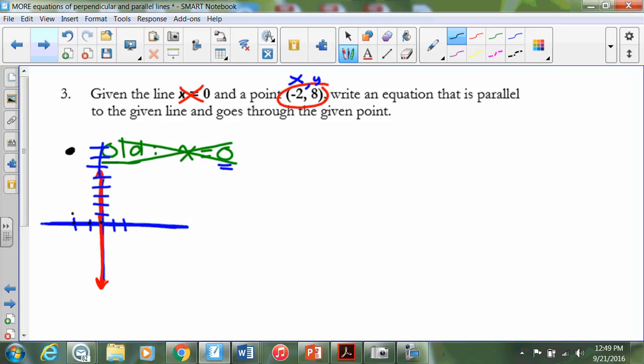Well, I know then that my new line has to go straight up and down, because it has to be parallel to our old line, the red line. And I know it has to go through this point. So what line did I just draw? This line right here, the name of this line is x equals negative 2.